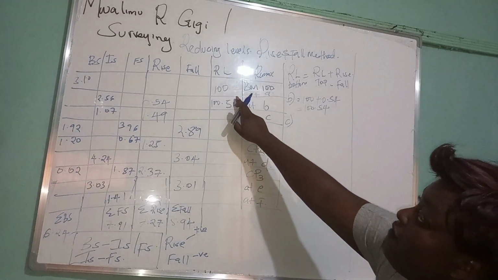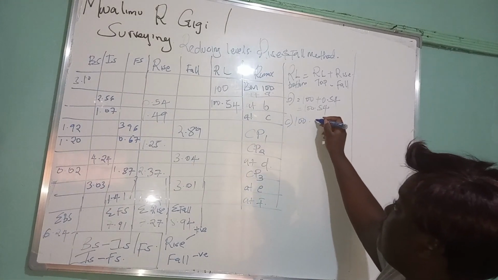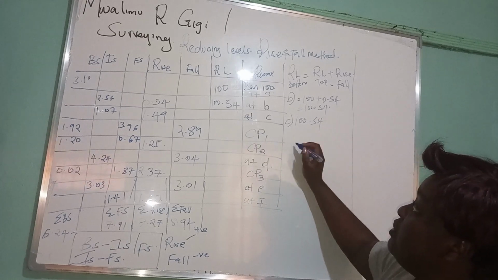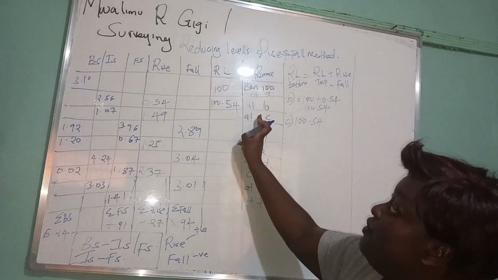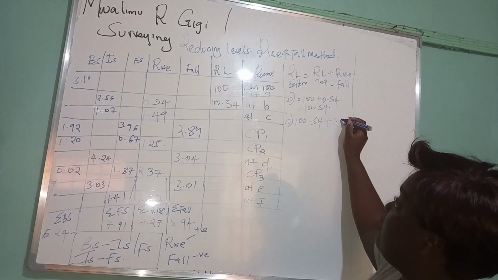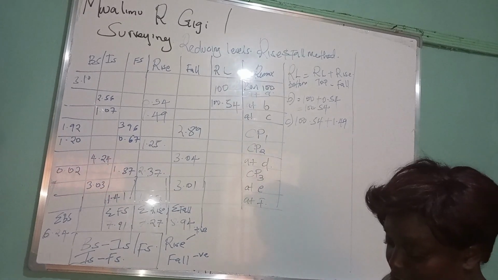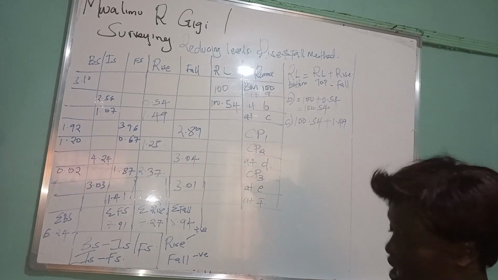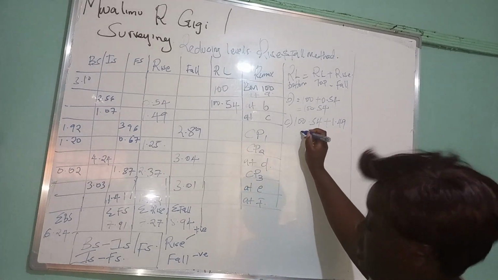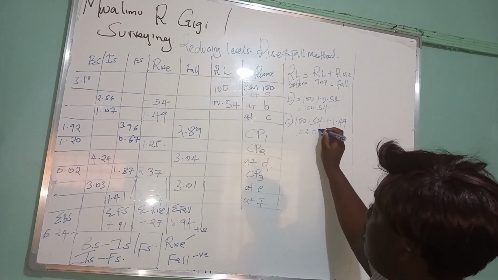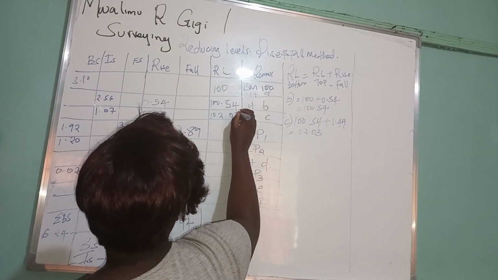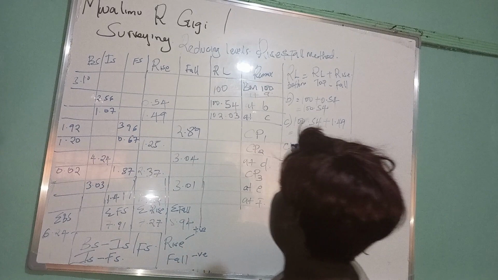At point C, we have the reduced level at the top as 100.54. Then at point C we have a rise of 1.49. So plus 1.49. So it is 102.03.